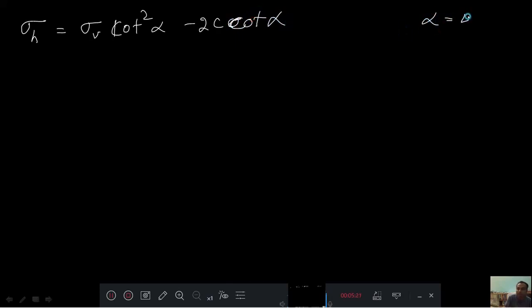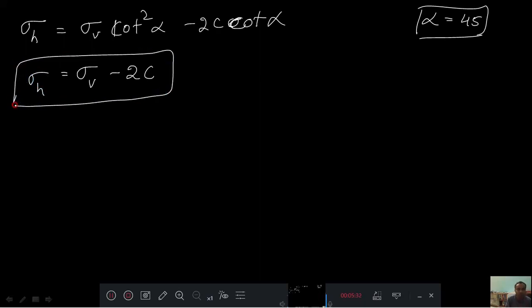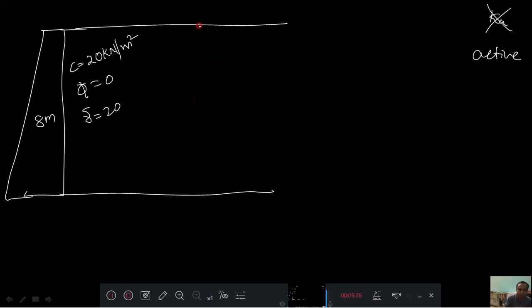Here alpha equal to 45, we got it. Therefore if I simplify this equation, sigma V minus 2c is your answer. Sigma H becomes this. Right. Now go back, we'll mark the points here, the first point. Usually our diagram will be looking like this, and the tension zone comes somewhere, it becomes 0 and later it spreads.